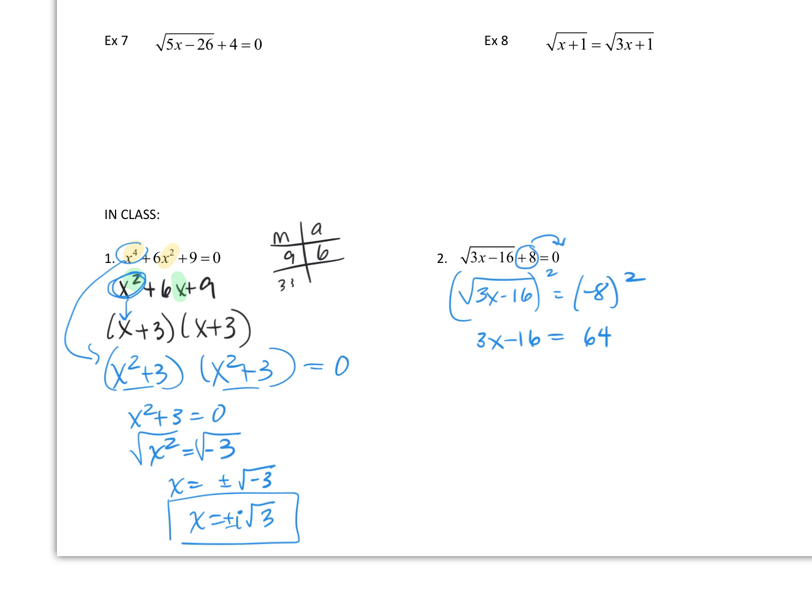Now what do I do? Add 16 to both sides. So I have 3x equals, what, 80? Yes. Divide by 3, that's gross. So x equals 80 thirds. We can leave it like that. It's not going to reduce.